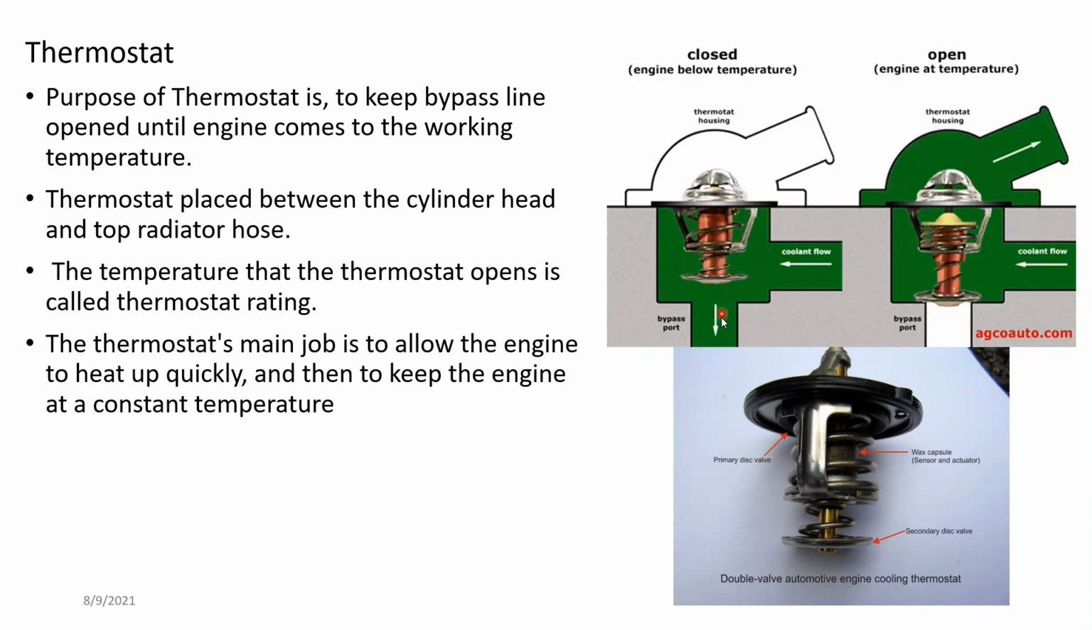So this is the bypass line. Coolant flow comes here, and it's open through the bypass line, right? Flow goes back to the engine block itself. But once the engine comes up to the operating temperature, the bypass valve opens, right?